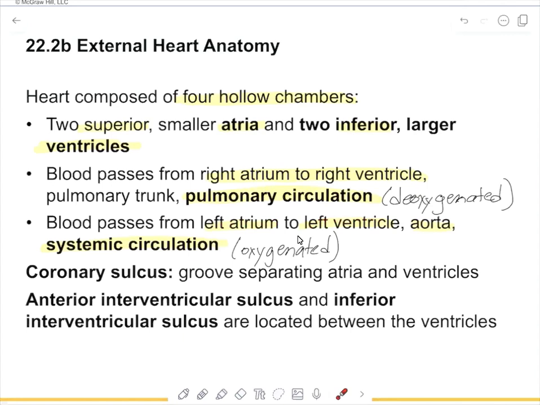the heart. On the external part of the heart, we also see a depression called the coronary sulcus. It's a groove that separates the atria and the ventricles. There's another sulcus called the anterior interventricular sulcus, which we'll see on the models in the next slide. And another one called the inferior interventricular sulcus, located between the ventricles.